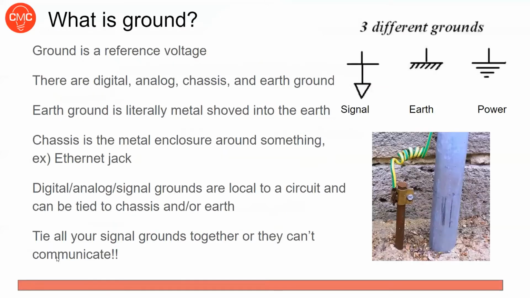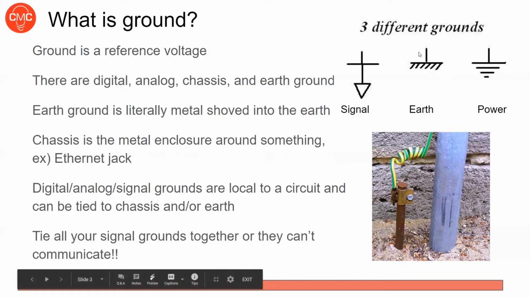Okay, so what exactly is ground? Ground is a reference voltage. There are digital, analog, chassis, and earth grounds. These are the symbols for them here. So this is earth ground, power ground, and signal ground.